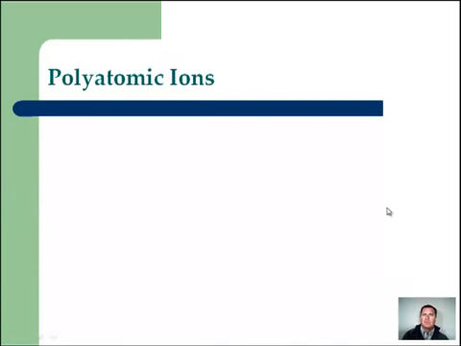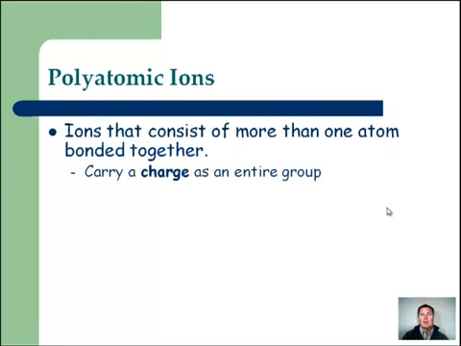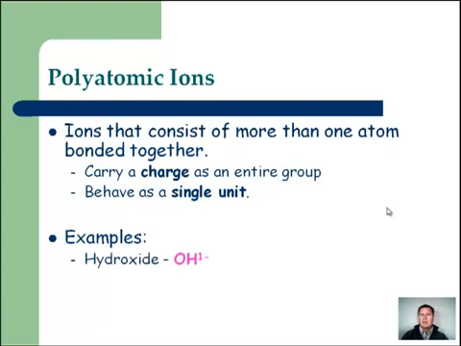Polyatomic ions, if we look at the prefix poly, what does that mean? Well, poly means many. So a polyatomic ion is an ion that consists of more than one atom that are bonded together. So we have a bunch of atoms stuck together, but that group of atoms carries a single charge. So that whole group, 2, 3, however many elements are bonded together, has a charge. They act just like a single ion, like you learned about last episode. They behave as a single group. Okay, let's show some examples here.